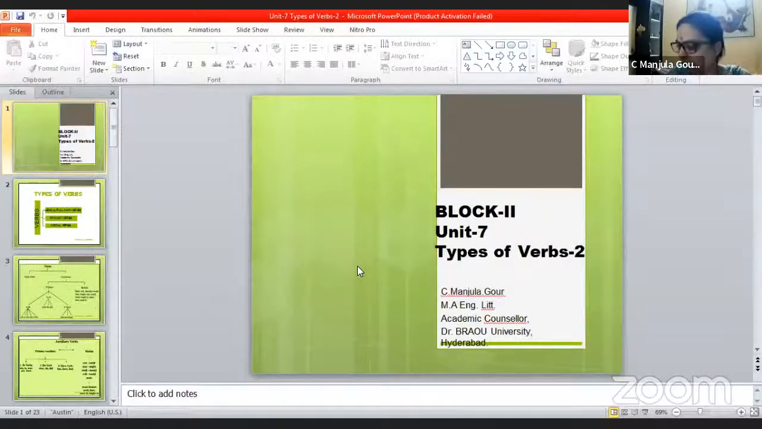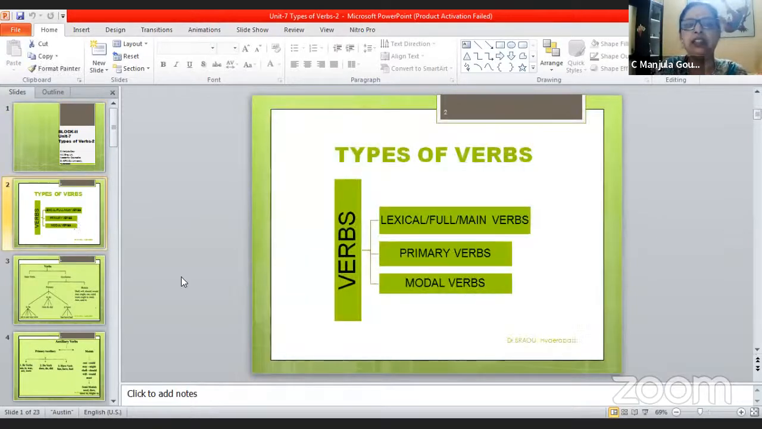Now, today we are going to do block 2, unit 7. The topic that we are going to do is types of verbs. That is the second unit with the same name. Like, you have done unit number 6, which also deals with verbs. We have been speaking a lot of types of verbs. So now just let us do a small quick revision at the same time as we are doing today's lesson. So today's topic is types of verbs.